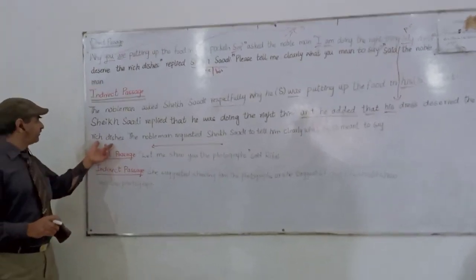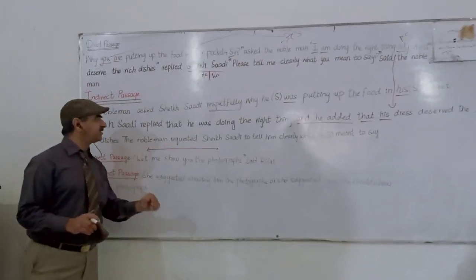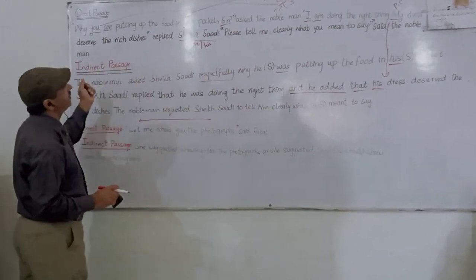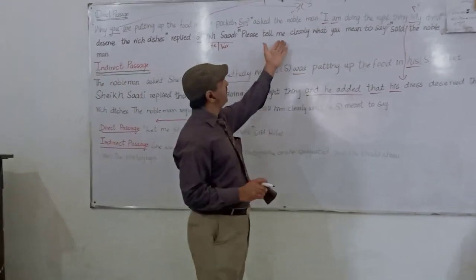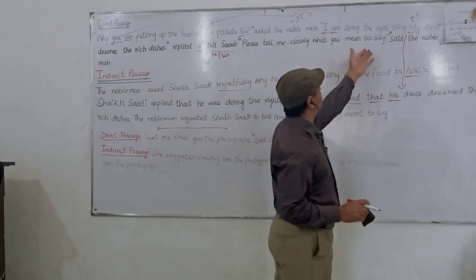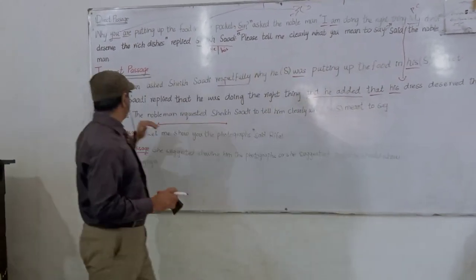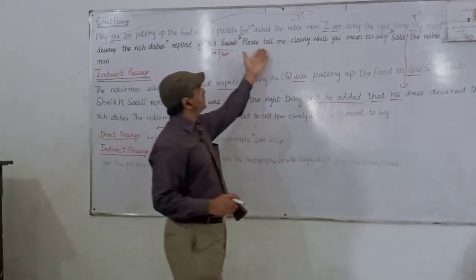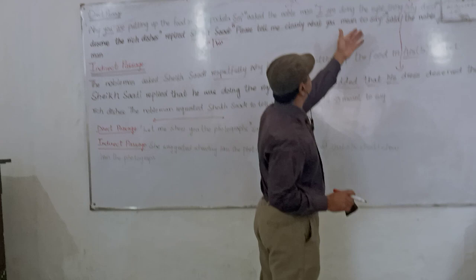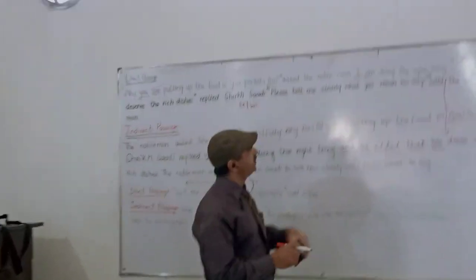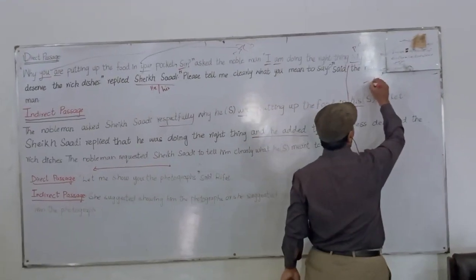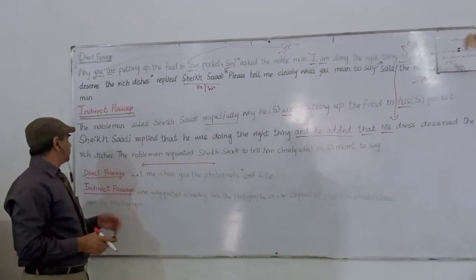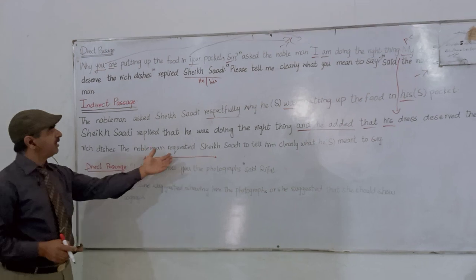Get to your point. The nobleman requested Sheikh Sadi to tell him clearly. Okay, next one: "Please tell me clearly what you mean to say," said the nobleman to Sheikh Sadi. Definitely, it's understood. So it will be: the nobleman requested Sheikh Sadi.